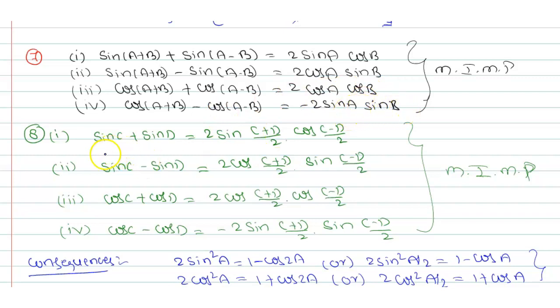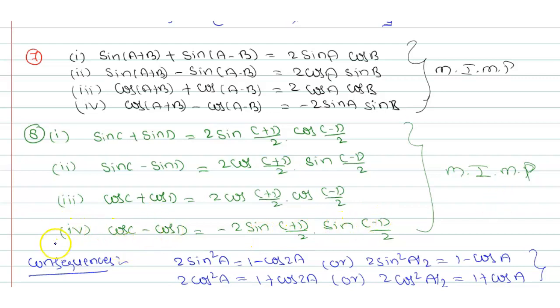Next formula: sin C plus sin D is equal to 2 sin of (C plus D) by 2 into cos of (C minus D) by 2. And sin C minus sin D is equal to 2 cos of (C plus D) by 2 into sin of (C minus D) by 2. And cos C plus cos D formula is 2 cos of (C plus D) by 2 into cos of (C minus D) by 2. And cos C minus cos D formula is minus 2 sin of (C plus D) by 2 into sin of (C minus D) by 2.